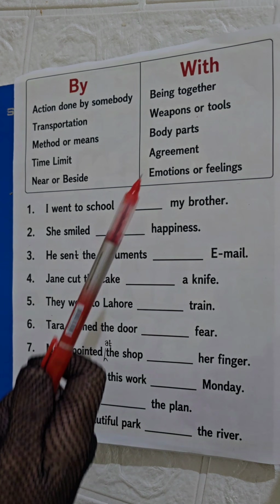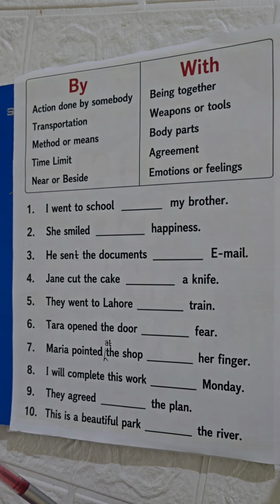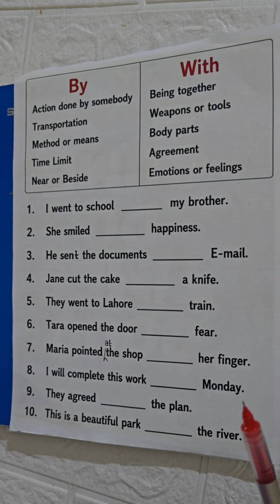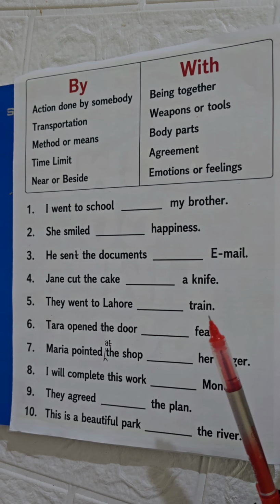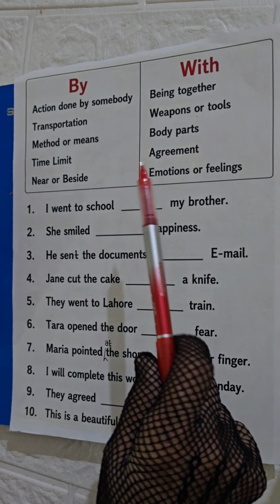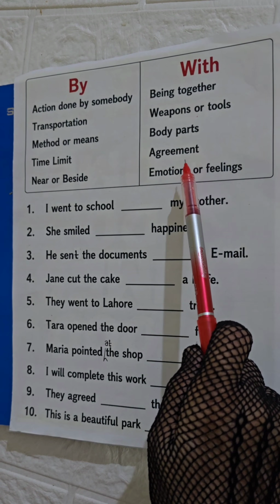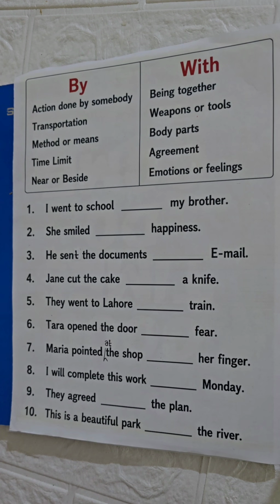Now, number three, body parts. With is used to show the body parts we use to do something. For example, we see with our eyes, we work with our hands. Now, number four, agreement. With is used when two or more persons have the same opinion. For example, I agree with my teacher, or he agreed with his parents.